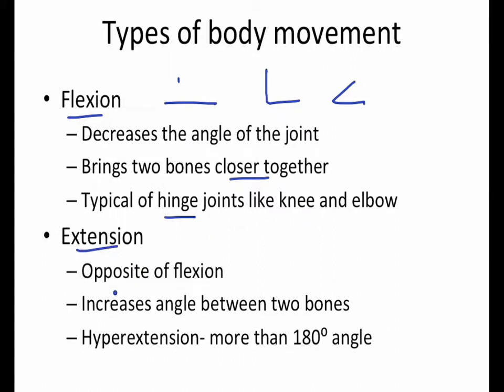Extension is going to be the opposite of flexion. This is going to increase the angle between two bones. So if this is flexion, extension is going to be the opposite. You're increasing the angle. And then you also have hyperextension, which could be classified as its own. Hyperextension is when you increase the angle more than 180 degrees.